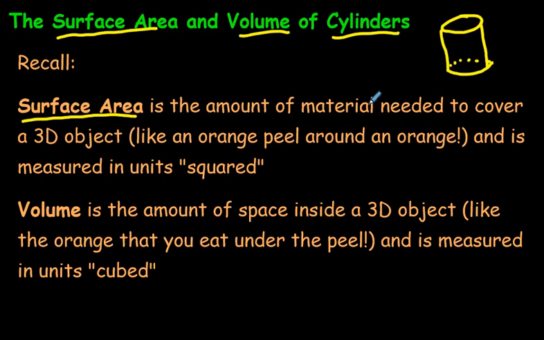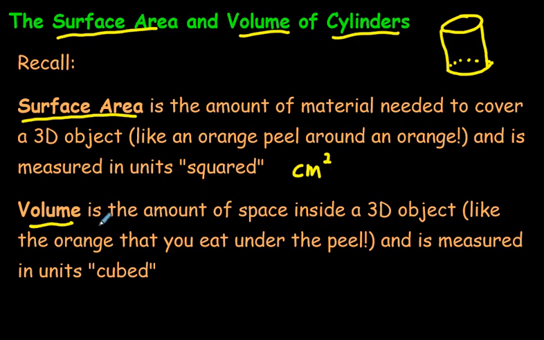Surface area is the amount of material needed to cover a three-dimensional object, kind of like an orange peel around an orange. How much orange peel is needed to go around an orange? That would be the surface area of the orange. Okay, and whenever you find surface area, your answer will always be squared. So if it's centimeters, you'll write the answer like that. Okay? Or square feet, or square inches, or square meters. You'll just have that little 2 up there at some point.